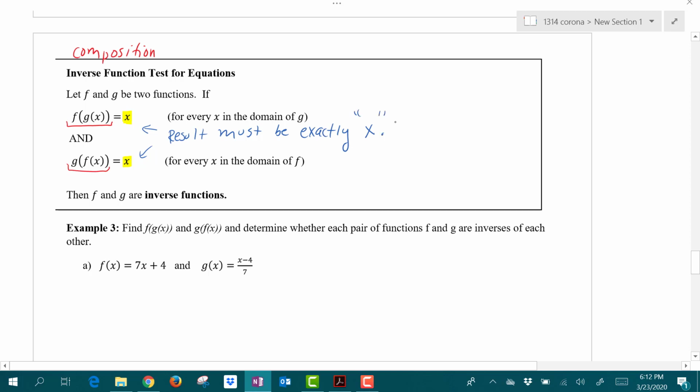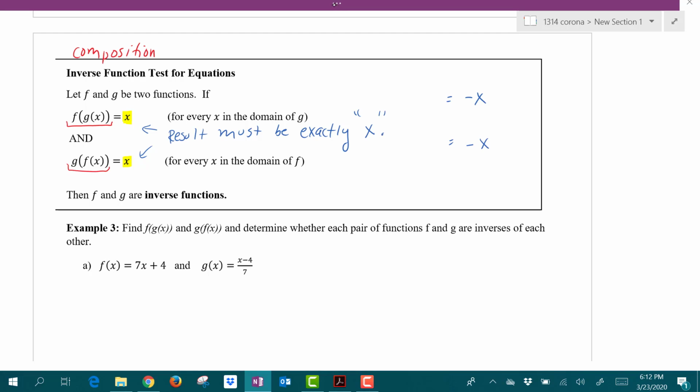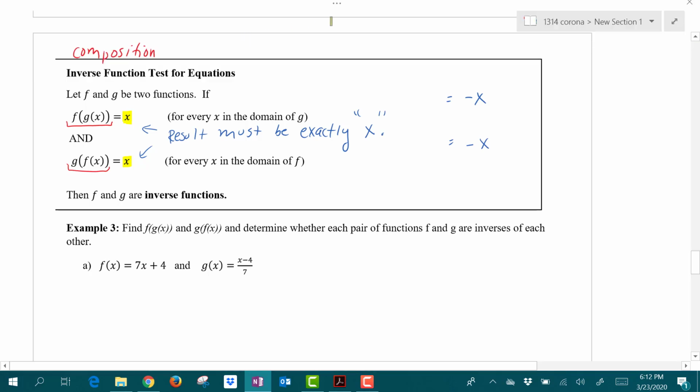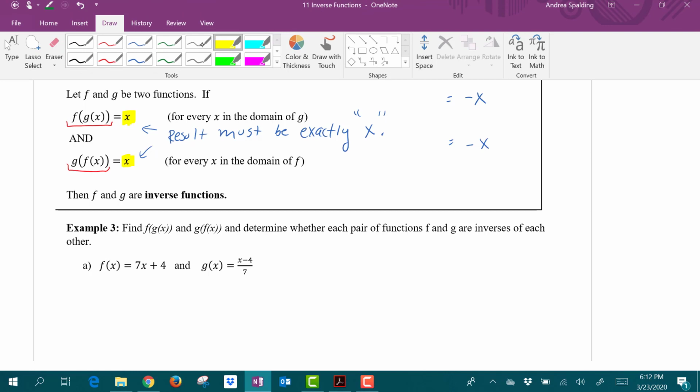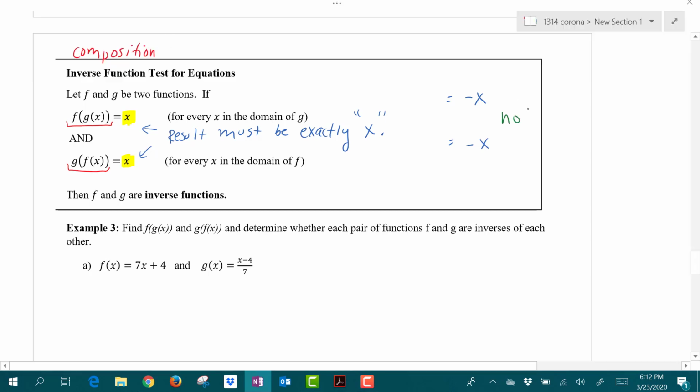Alright, we're not saying that the function results after the composition have to match. If one is negative x and the other one is negative x when we do the compositions, just because they match does not make them inverse functions. We're not saying that they have to match. What we're saying is that they have to be exactly x. Both of them have to be exactly x. If one is something other than x, then they are not inverse functions. Alright, so we're being very specific, exactly x for both.